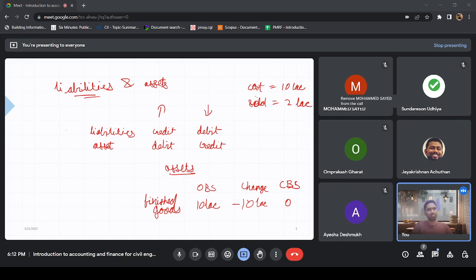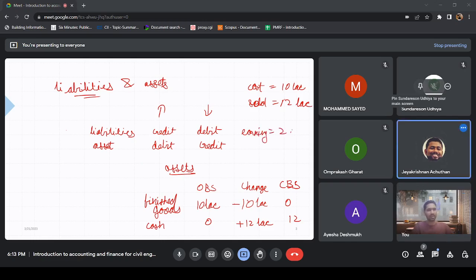Now, where do you make the entry of this 12 that is coming? You will say that I am gaining cash. Let's suppose it was 0 initially. So now you have got plus 12 lakh, and cash is an asset. Change in 10, 12. From here, if you were to balance it, you can say that there is going to be 2 lakh error now. The point is, there is some earning here, retained earnings, of 2 lakhs.